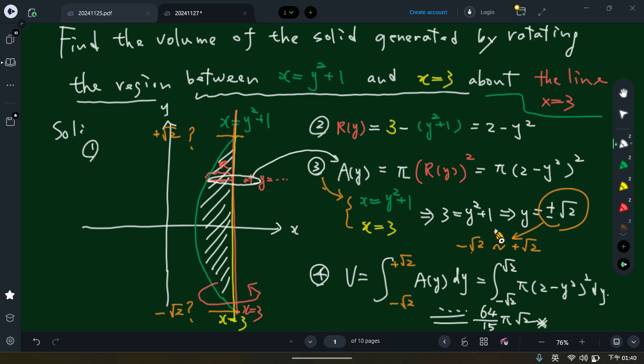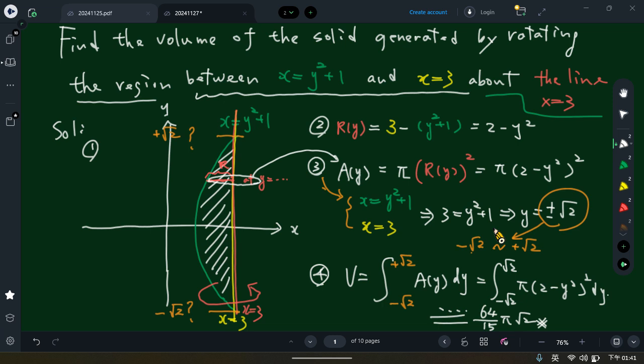Okay, so let me just quickly review the whole process for you. The first step, please try to draw the plane region by the curves they give you. So here we have two curves to form the region. The first is x is equal to y squared plus 1, and the second one is x is equal to 3. With these two curves, you can determine the closed region.